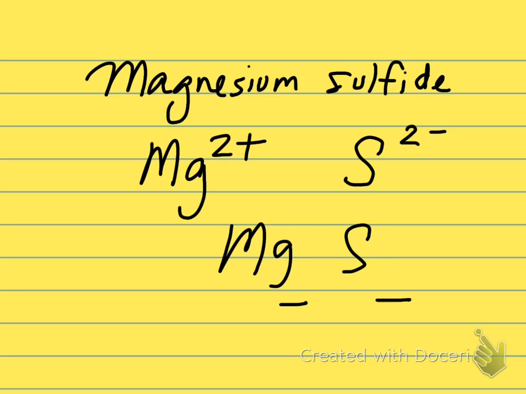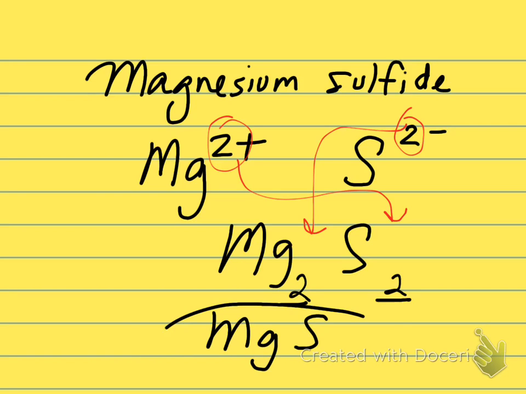Mg blank, S blank. Crisscross. Okay, now, if you can simplify coefficients, you do. Because what's the ratio of magnesium ions to sulfide ions? It's 1 to 1. There are 2 of this for 2 of that. It's 1 to 1, so we always simplify. So the formula for this is just written as MgS.